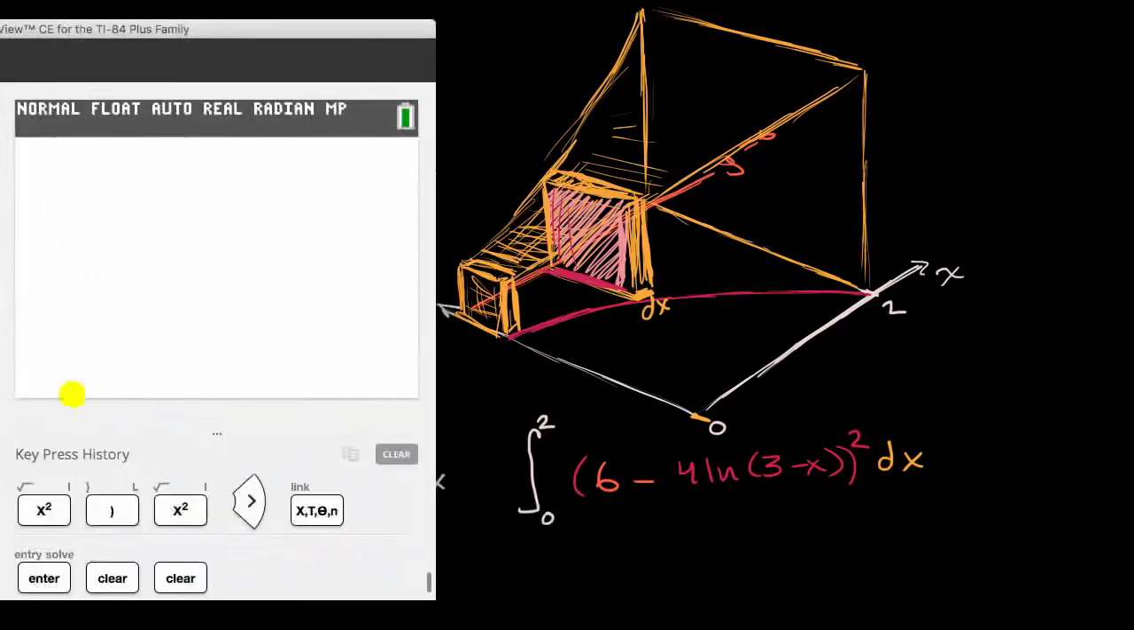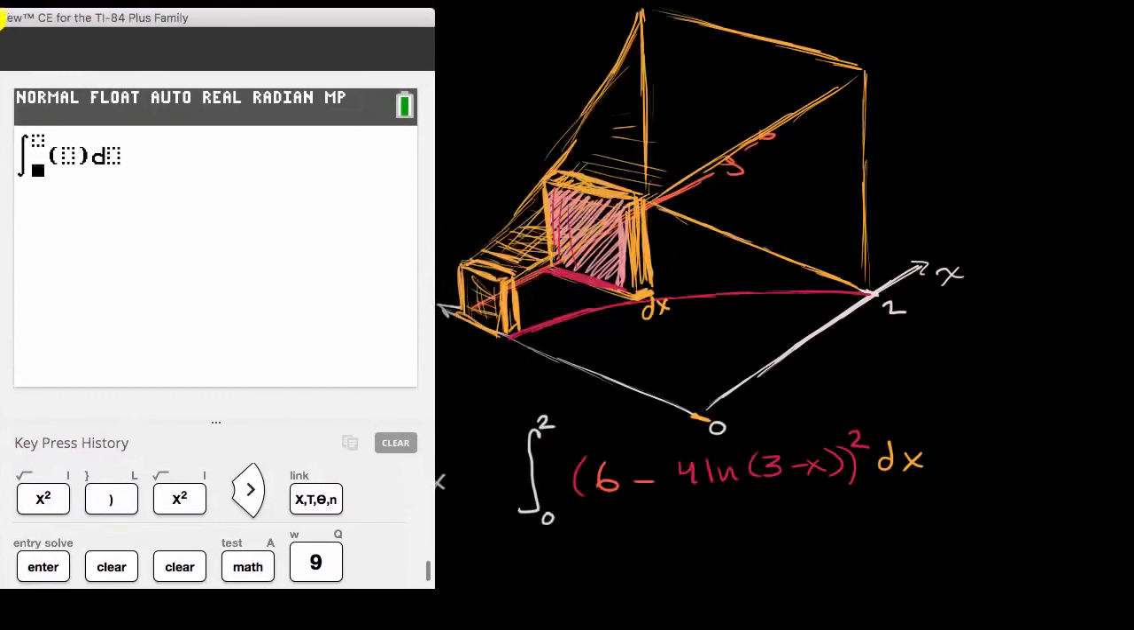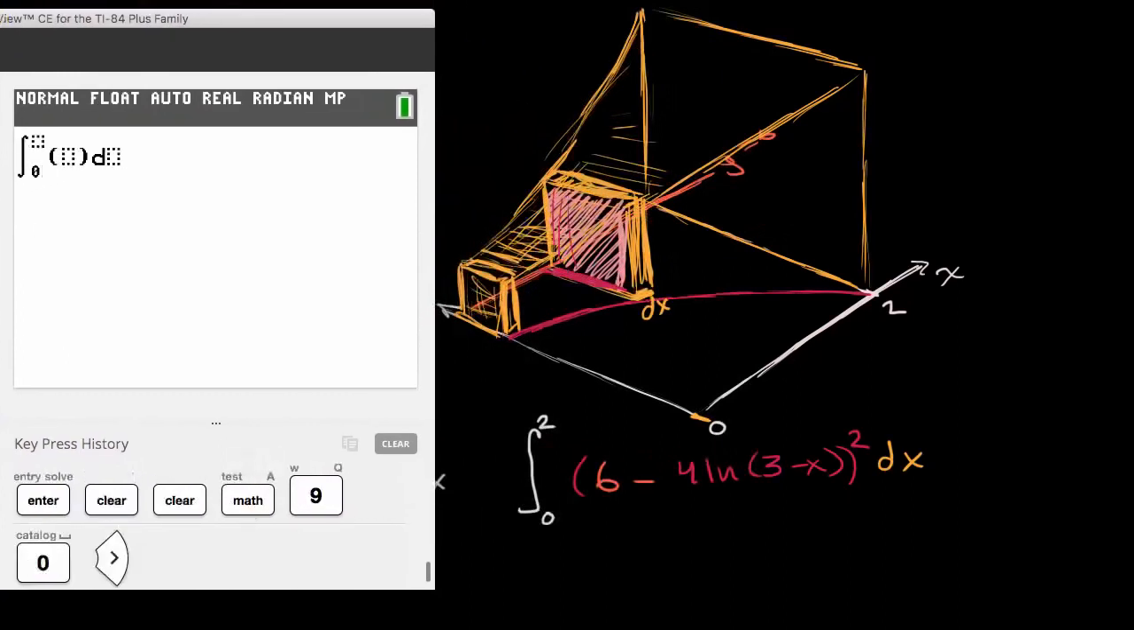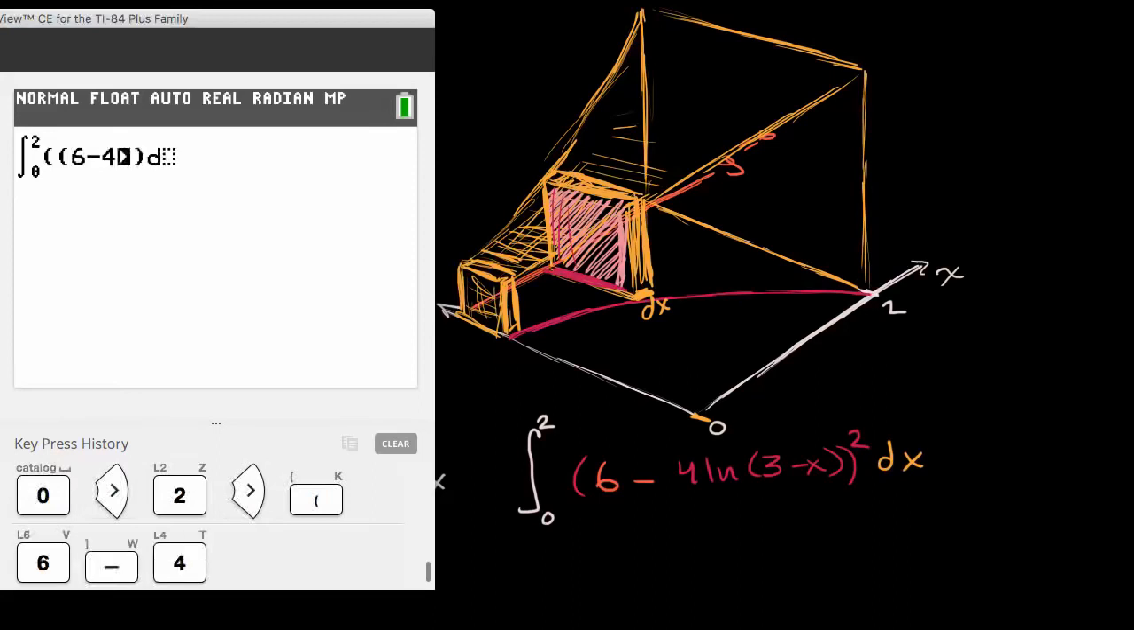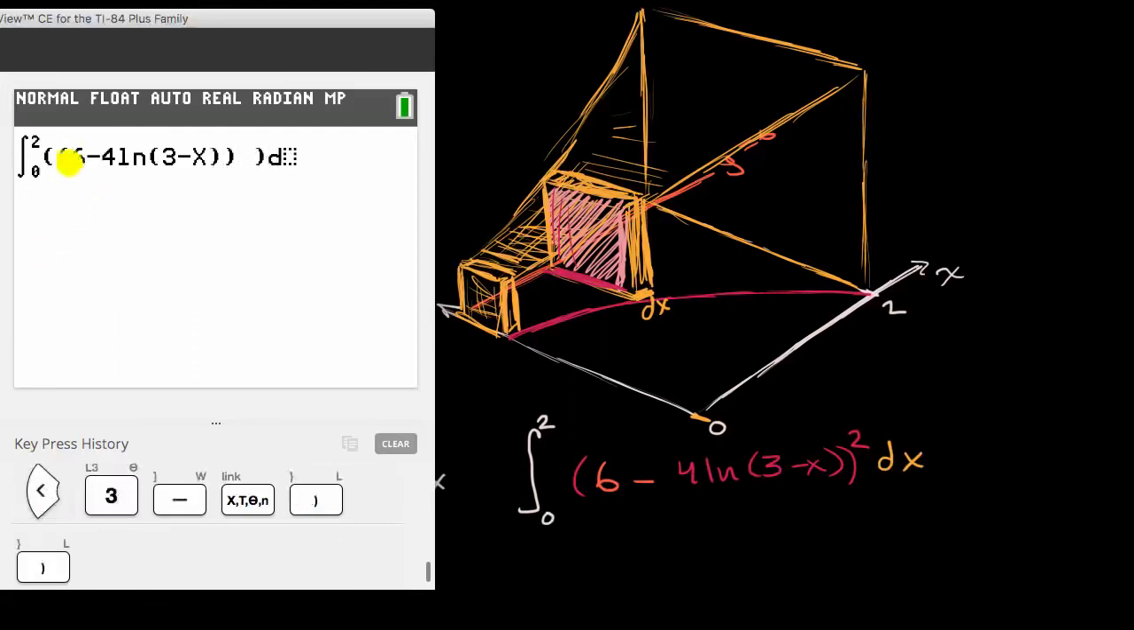And so we can hit math and then hit choice number 9 for definite integral. And then we just have to input everything. We're going from 0 to 2 of, and then we have, let me open parentheses because I'm going to have to square everything, 6 minus 4 times the natural log of 3 minus x. And so let me close the parentheses on the natural log part. And then if I close the parentheses on this whole thing, I want to then square it. And then I'm integrating with respect to x.